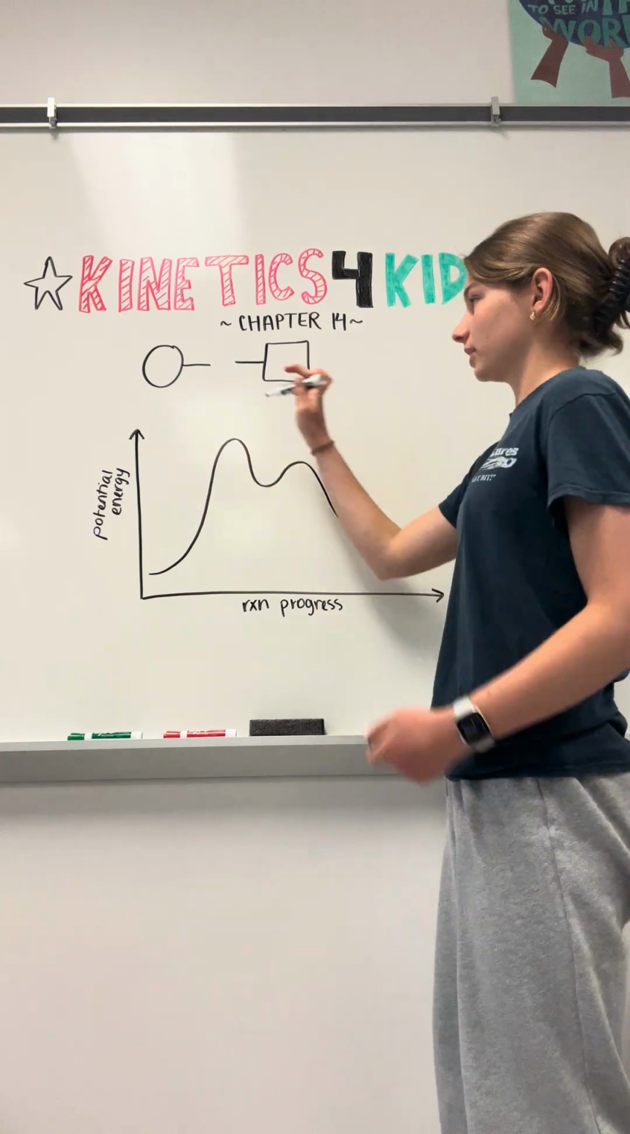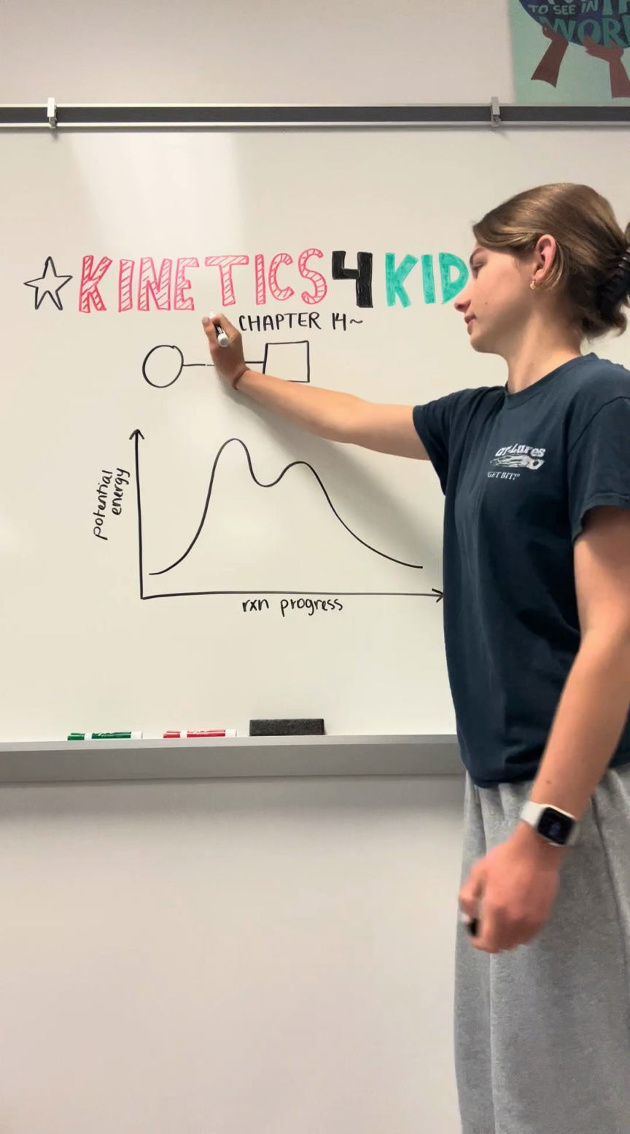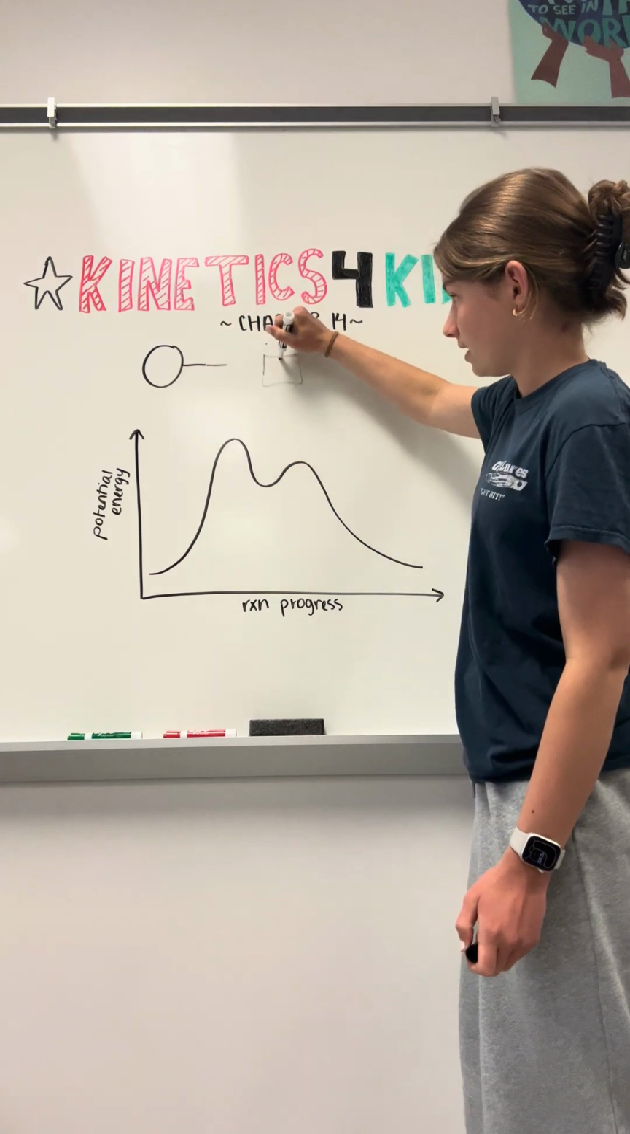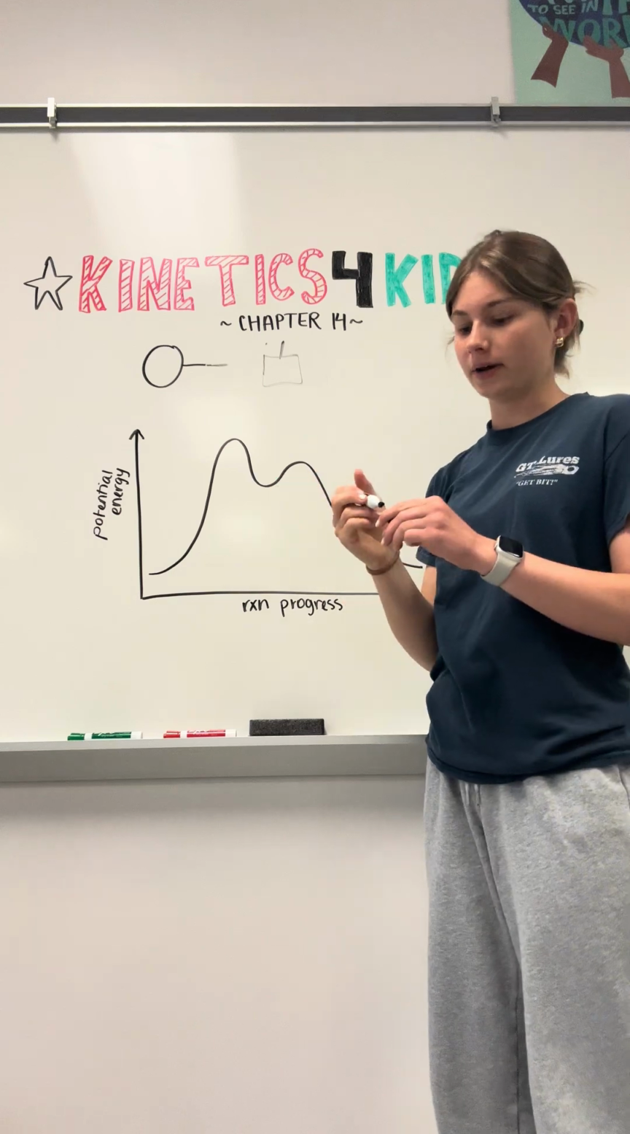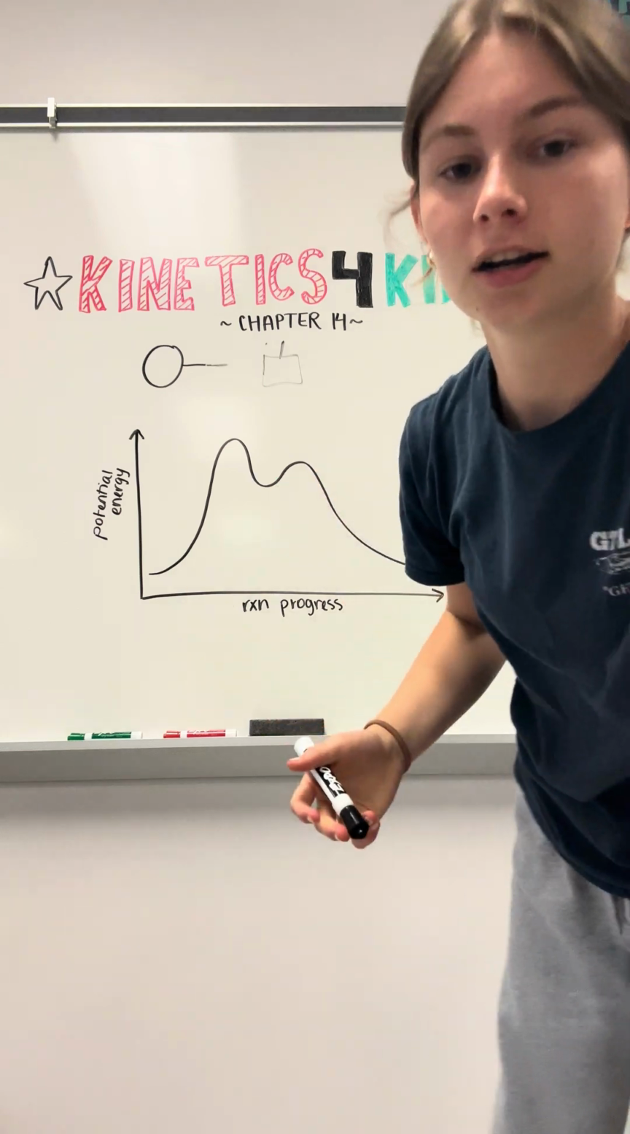So these molecules will be able to collide correctly if they're oriented like that. But if, for example, this molecule is oriented a different way, it's not going to be able to collide. So it all depends on the orientation of the molecules and how often they collide with one another.